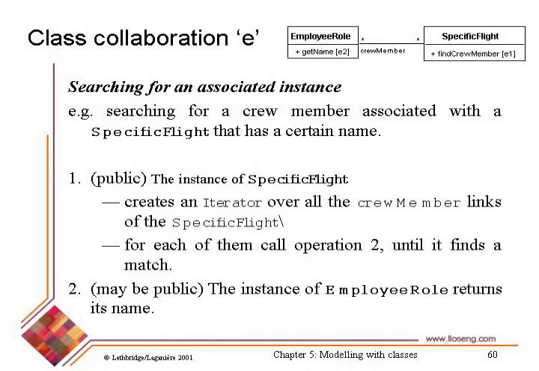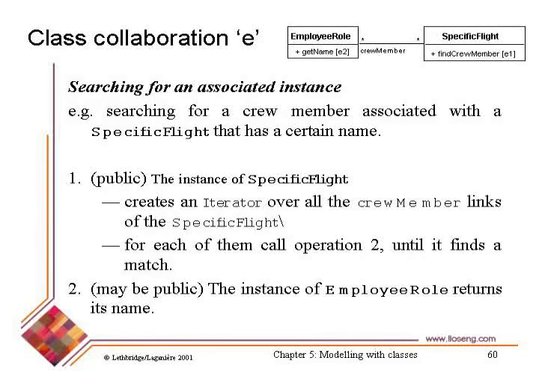Responsibility E is searching for an instance: searching for a crew member associated with a flight that has a certain name. The crew member has a name, and we want to search for that. The responsibility get name is going to be in employee role. It creates an iterator over all the crew member links of the specific flight. So we're going to be searching through them until it finds a match, until it finds a matching name.